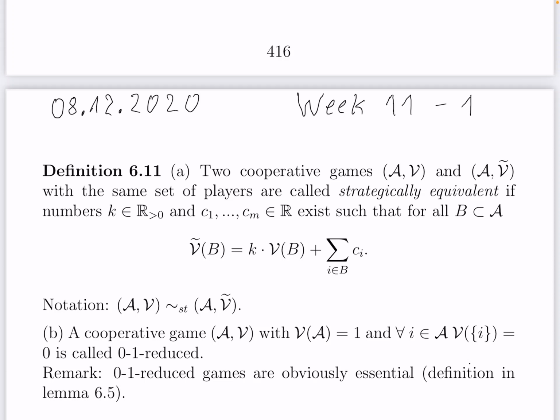A cooperative game is 0-1 reduced if the coalition value of the total coalition A is equal to 1 and if the coalition values for the one-player coalitions are all equal to 0. So 0-1 reduced games are obviously essential because 1 is bigger than the sum of zeros.